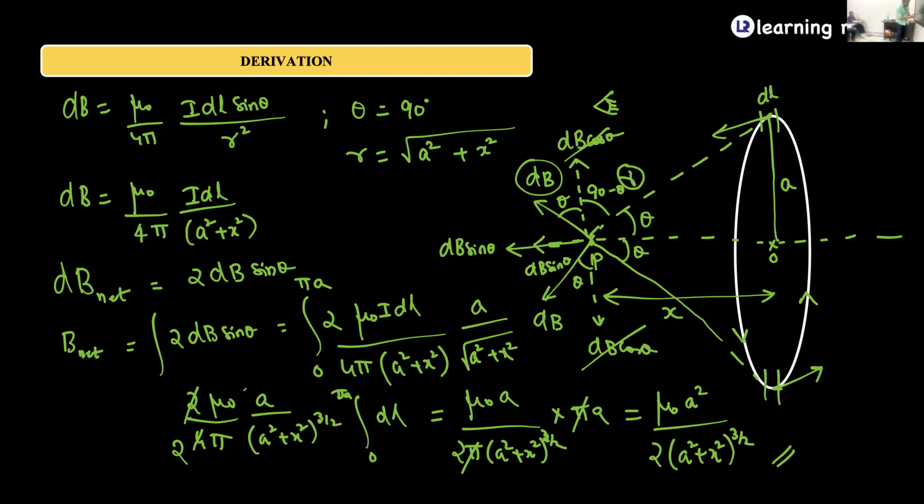One minute. There is I here and there is I here. This I is there, no? So mu naught I a square divided by 2 into a square plus x square, the whole power 3 by 2. Is the point clear? So make a note of this.